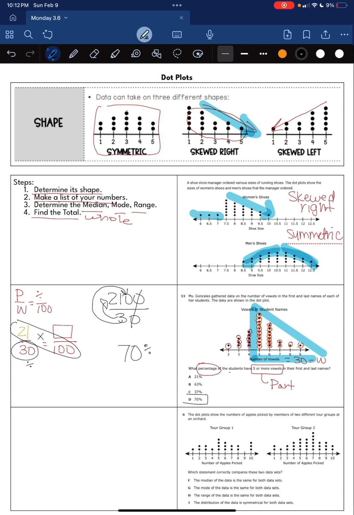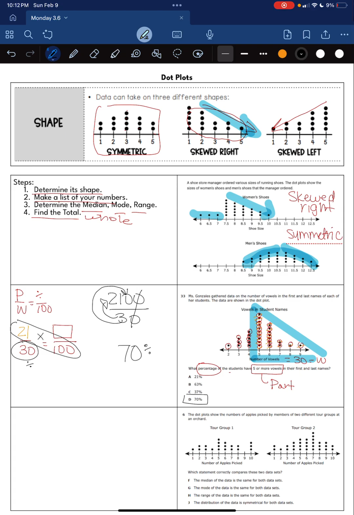70% have 5 or more vowels. Okay, 5 or more vowels. So that's pretty simple. Now, the next one has you look at mean, median, mode, and range.